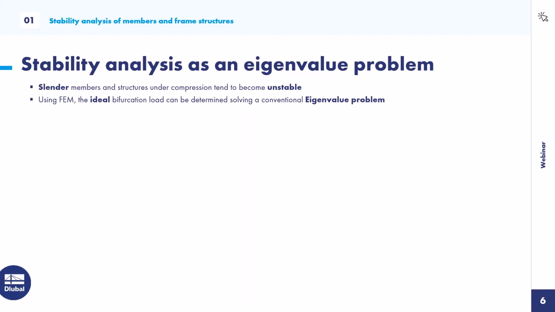Using the FEM, the ideal bifurcation load can be determined by solving a conventional eigenvalue problem. So we can set that up and solve that. In that context, what does ideal mean? It means for the stability analysis that we treat the structure as linear. So we assume fully linear structure behavior and a perfect geometry. So the base geometry of our model is used in this stability analysis.